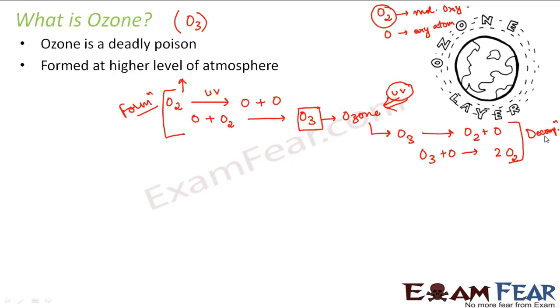But in this entire process, what good thing ozone is doing is absorbing the ultraviolet radiation, and that is how Earth is getting rid of the ultraviolet radiation. So whatever ultraviolet radiation is coming from the sun, ozone is absorbing all of it, so it is not able to reach the surface of the Earth, and that is how we are protected from the harmful effects of this ultraviolet radiation.